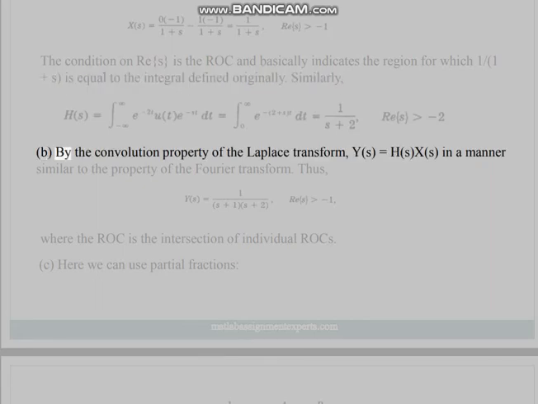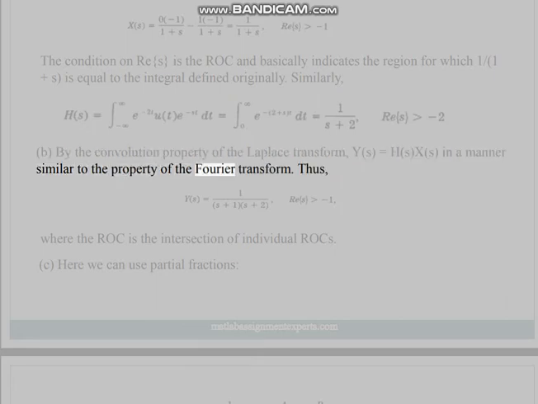Similarly, B. By the convolution property of the Laplace transform, Y(s) = H(s)X(s), in a manner similar to the property of the Fourier transform. Thus, where the ROC is the intersection of individual ROCs. C. Here we can use partial fractions.